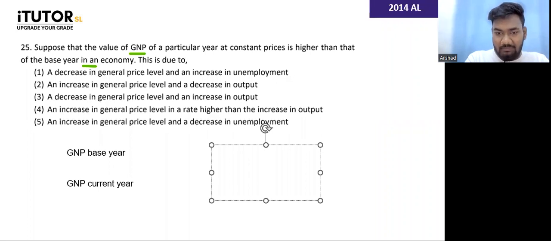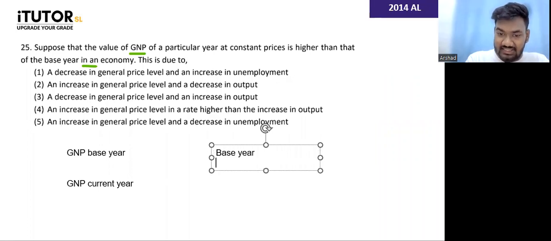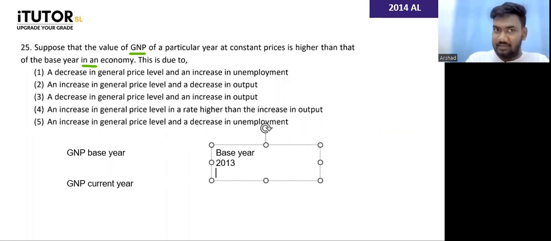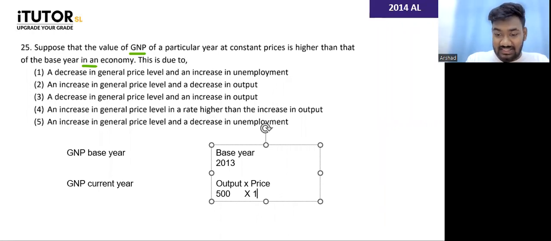Now, for example, let's say the base year is 2013. How do you calculate the GNP? It's the output multiplied by the price. That's the basics of how you calculate. Let's say in 2013, we made an output of 500 goods, and the base year price is 100. So our GNP in the base year is how much? 500 and the 2 zeros, it's 50,000. I'm just putting some numbers to teach you.